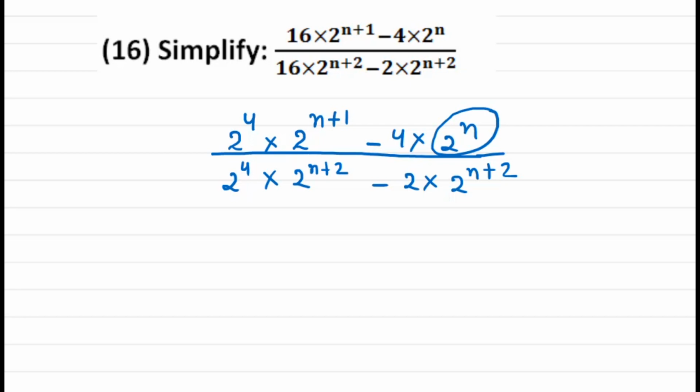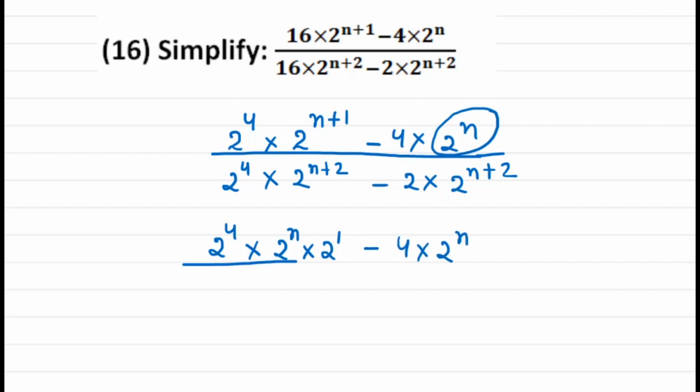Okay. Now here in this you can get a problem, so I'll just write 2^4 as it is. Now 2^(n+1) means how much? We can write this as 2^n into 2^1. Only this part I have written this way. Now 2^n we will write as it is.